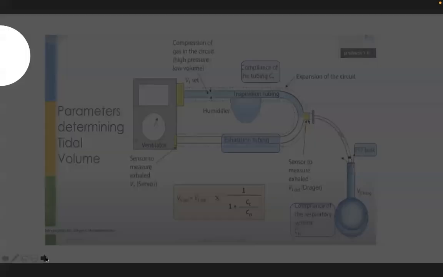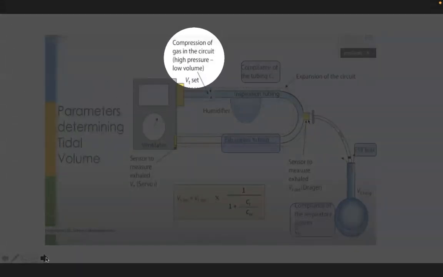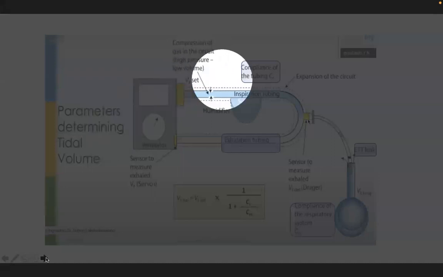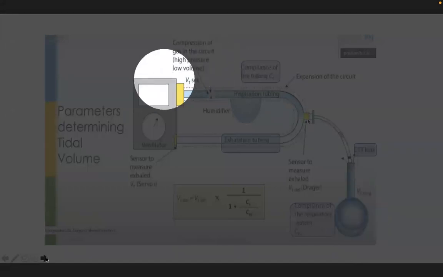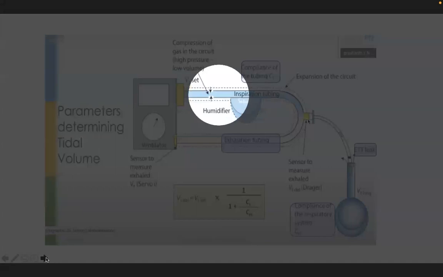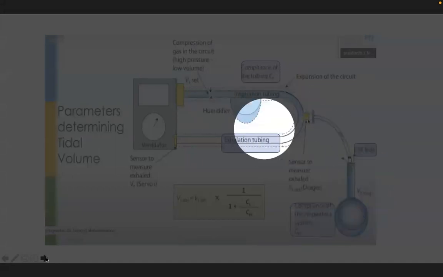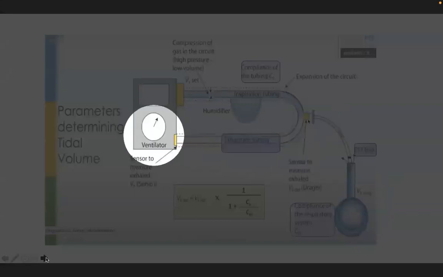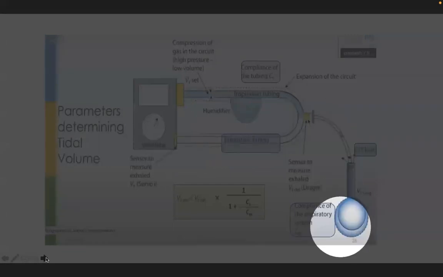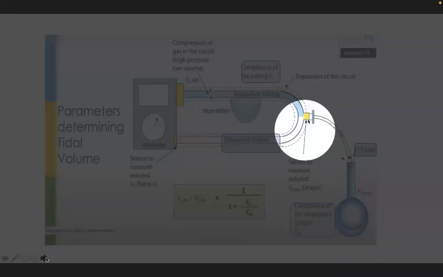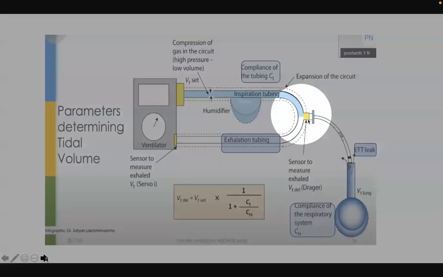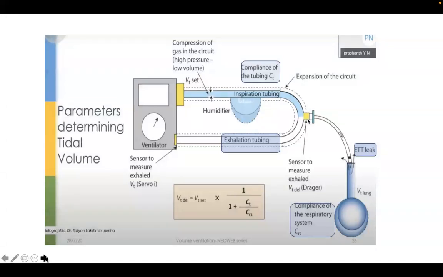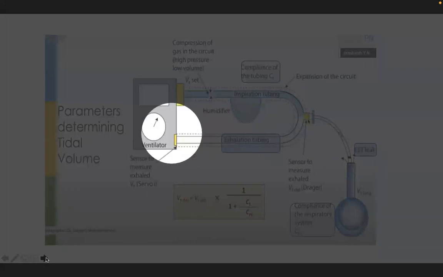As can be seen from this figure, various factors play a role in the amount of volume that goes into the lung of the baby: the compliance of the tubings, then the ET leak, and then the exhalation tubing. So if we measure the volume at the ventilator end, it will not be a correct reading. However, if that volume is measured at the patient's end, that is in this part of the circuit, the ET tube, almost a correct estimate can be made. Therefore, in volume control ventilation, the volume is mainly measured at the ventilator end of the circuit, and that is a drawback.